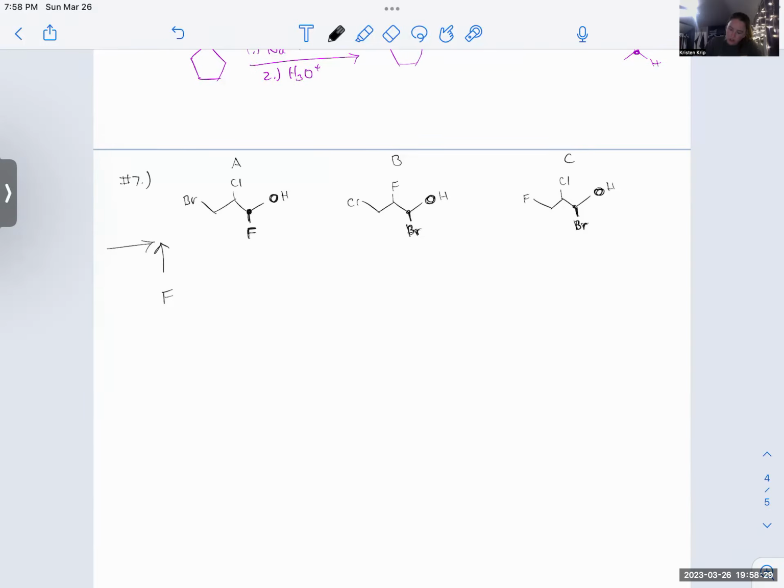So that's going to kind of hint, well, like fluorine is definitely going to have the strongest inductive effect. So A is going to end up being our strongest acid. And then we're going to want to compare B and C. We want to look one more carbon over. So we're going to look at this carbon. So this one has a chlorine, and this one has a fluorine.